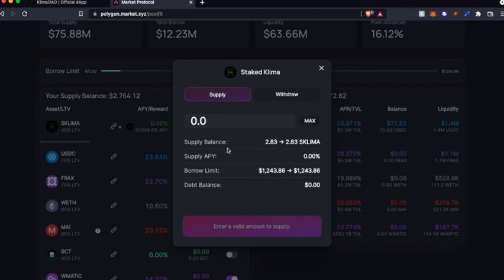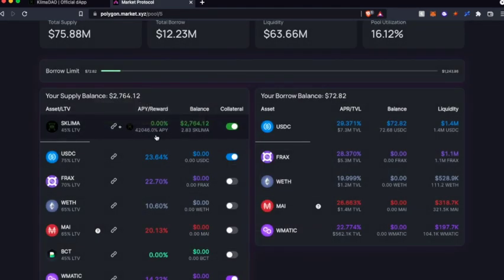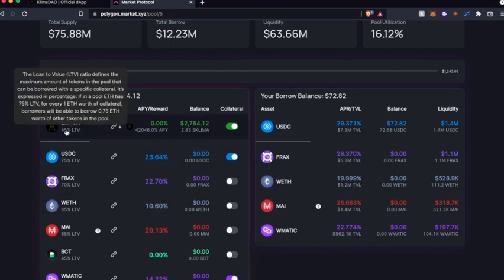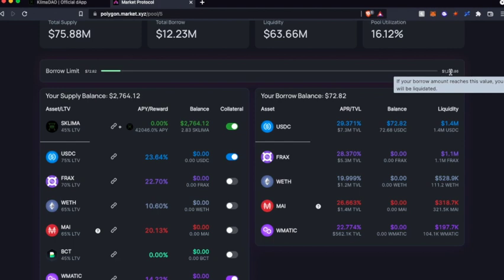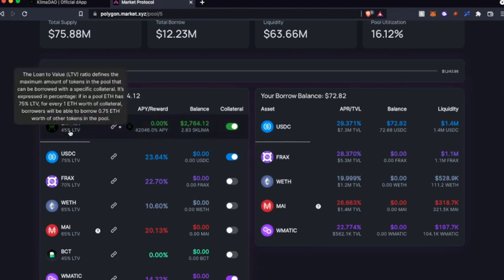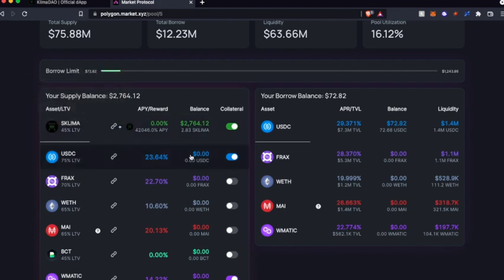Currently I've supplied my entire Klima token. I've got 2.83 sKlima that I have provided as collateral, and I'm eligible to borrow 45% of my total collateral. So 45% is the LTV, the loan-to-value ratio. What it essentially means is I can borrow up to $1,243, because my total stake is currently valued at $2,764.